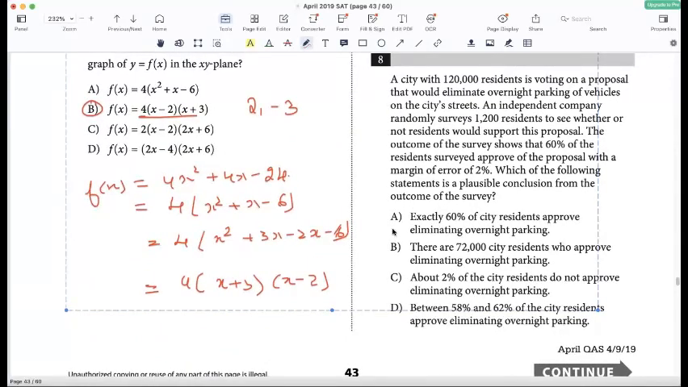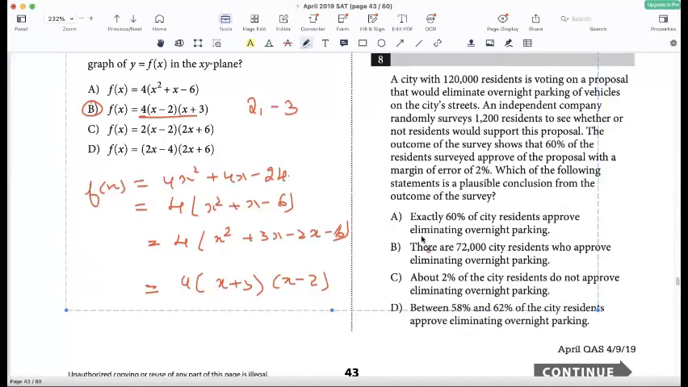A city with 120,000 residents is voting on a proposal that would eliminate overnight parking of vehicles on the city's streets. An independent company randomly surveys 1,200 residents to see whether or not residents would support this proposal. The outcome of the survey shows that 60% of the residents surveyed approve of the proposal with a margin of error of 2%. Which of the following statements is a plausible conclusion from the outcome?